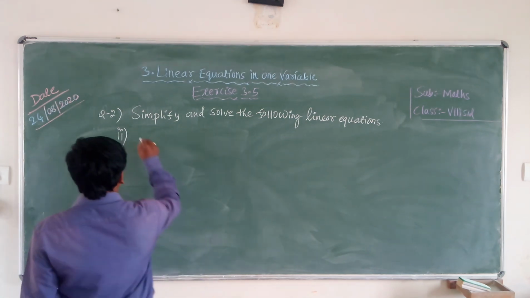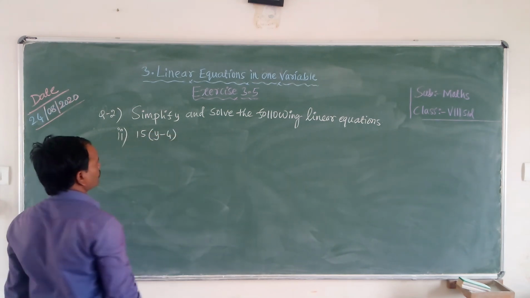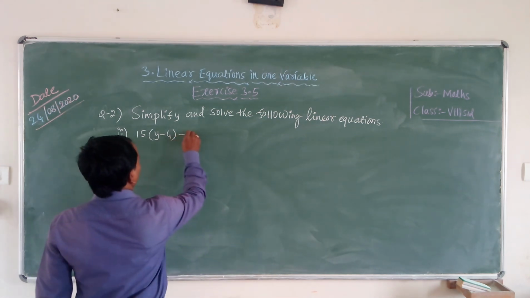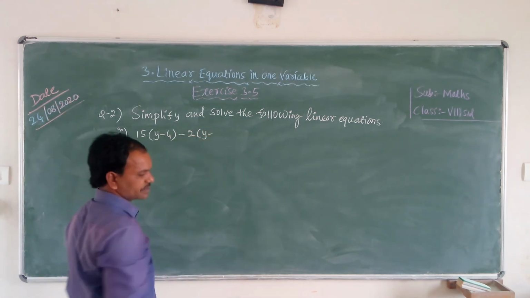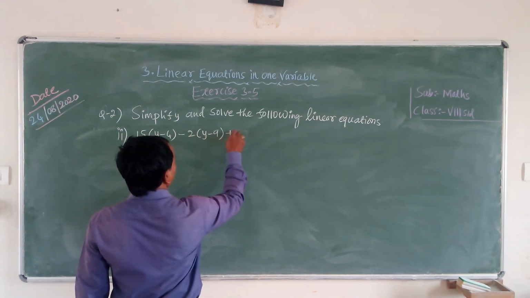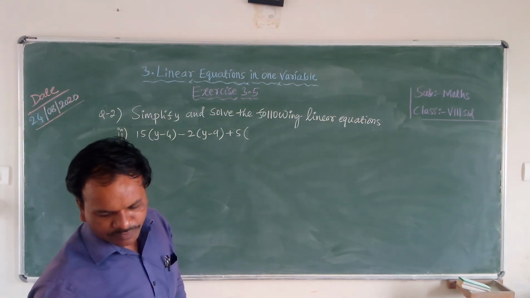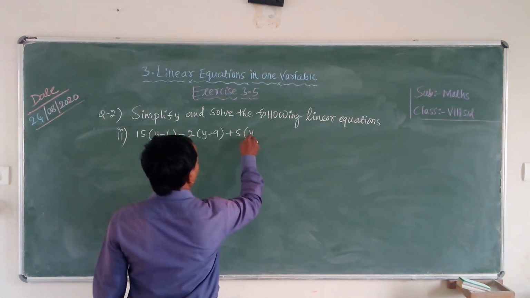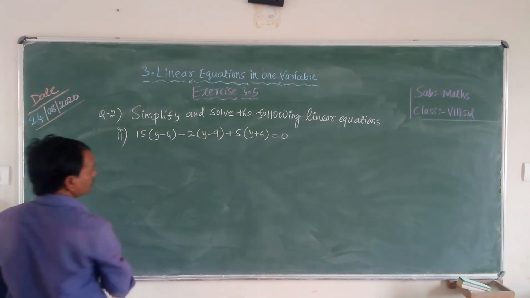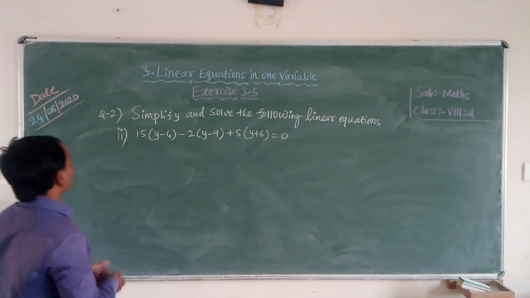Second one. 15, open the bracket, y minus 4, bracket close, minus 2 into the bracket open, y minus 9, bracket close, plus 5, again bracket open, y plus 6, is equal to 0. RHS is what? Value is 0. How to simplify?